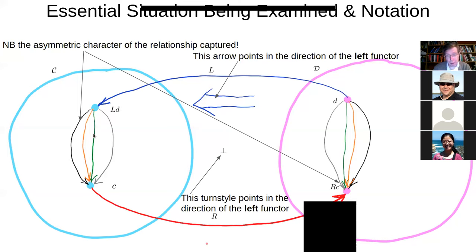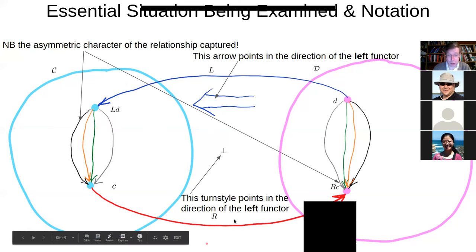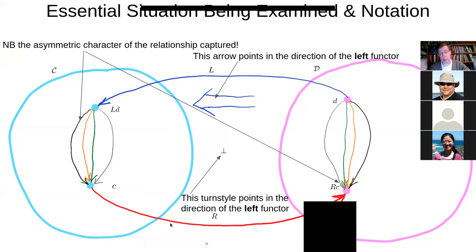So in an adjunction, we are reasoning about the relationship between the Hom sets in these two categories in the context of this sort of asymmetric situation, where we have two functors going between those two categories.